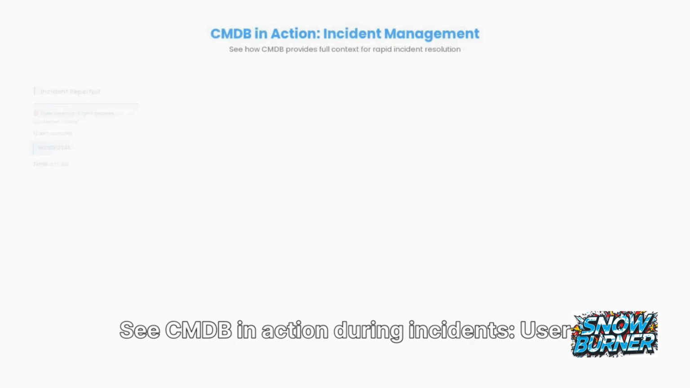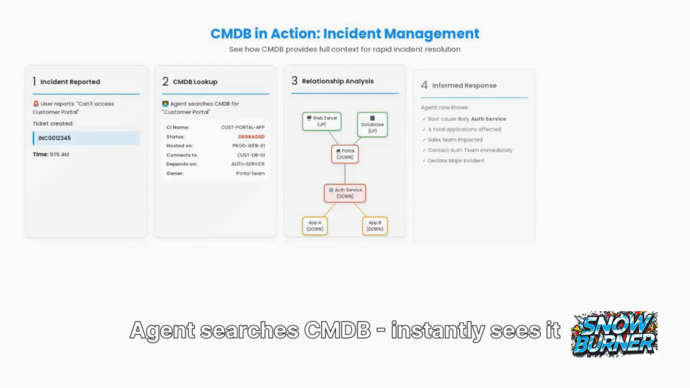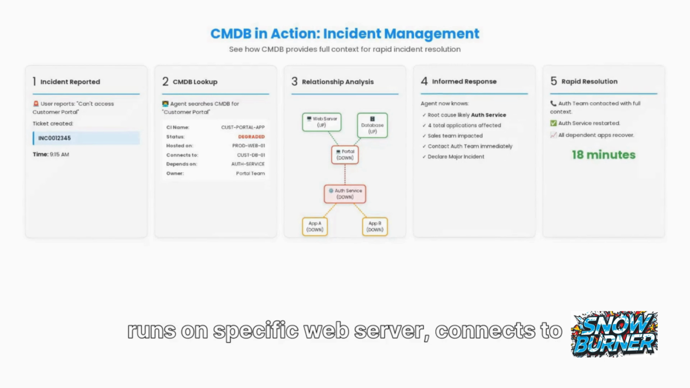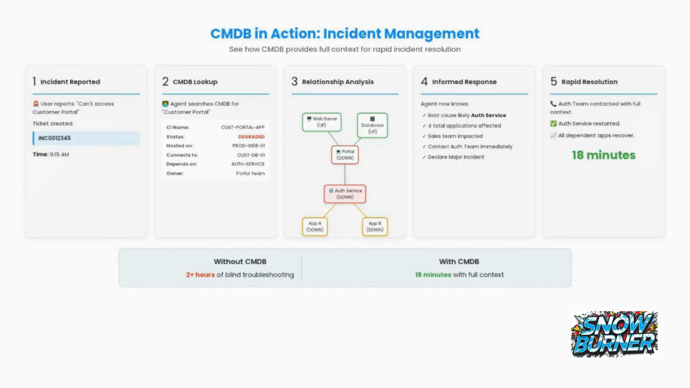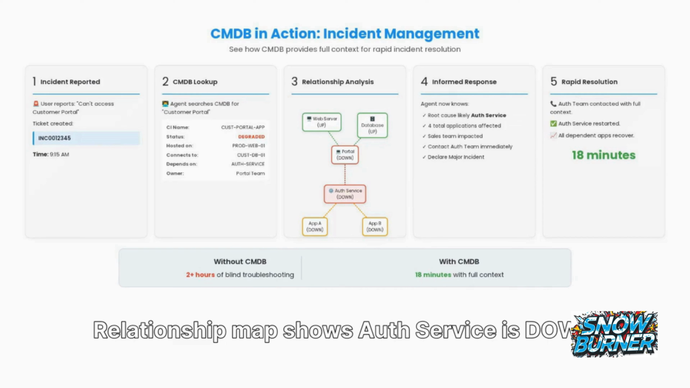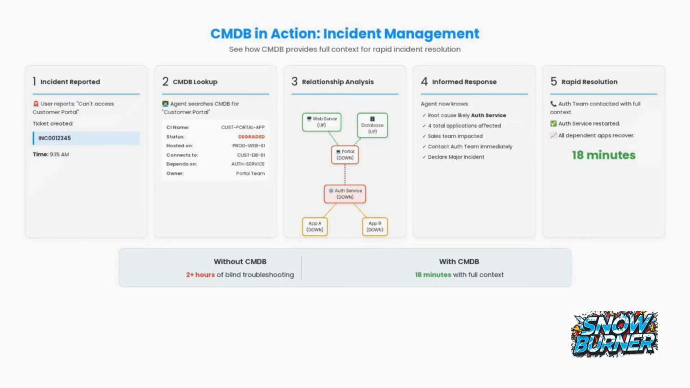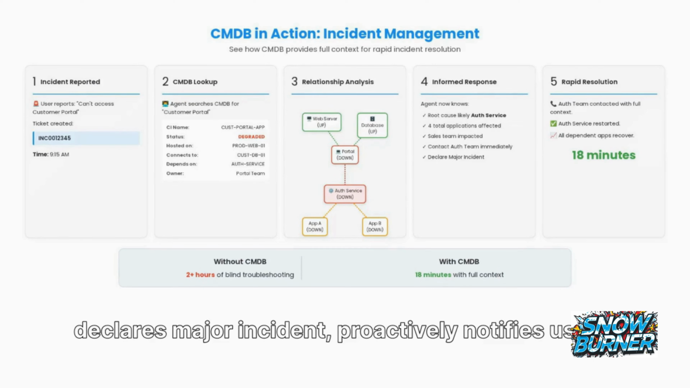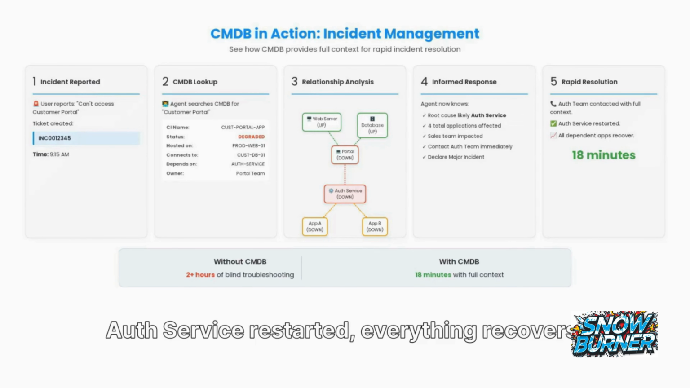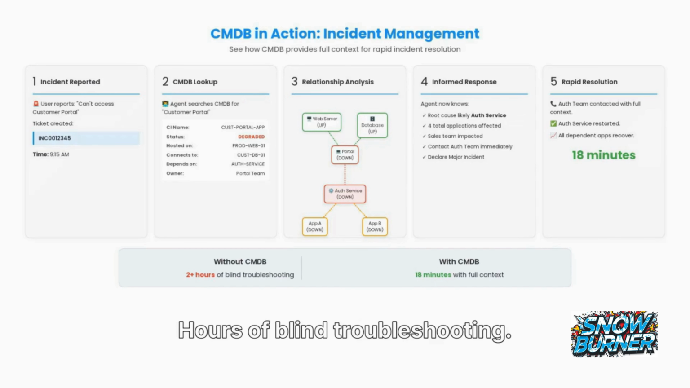See CMDB in action during incidents. User reports customer portal down. Agent searches CMDB. Instantly sees it runs on specific web server. Connects to database. Depends on auth service. Relationship map shows auth service is down. That's the root cause. Map also reveals 3 other apps affected. Agent contacts auth team with full context. Declares major incident, proactively notifies users. Auth service restarted, everything recovers. Resolution? 18 minutes. Without CMDB, hours of blind troubleshooting.